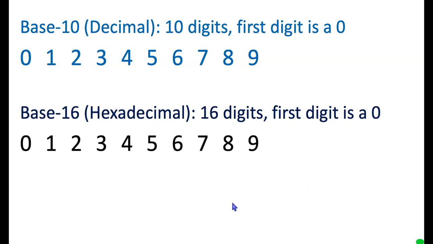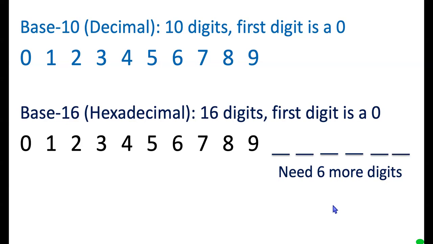Oh, wait a minute. There's 10 digits, 0 through 9. Hey, we need 6 more digits. Well, let's see. Could I use hashtag, exclamation mark, question mark? Well, I probably wouldn't remember those. So let's come up with 6 more digits that we can easily remember. Oh, the alphabet kind of helps us out there. There's a sequence of symbols that we can easily remember: A, B, C, D, E, and F.